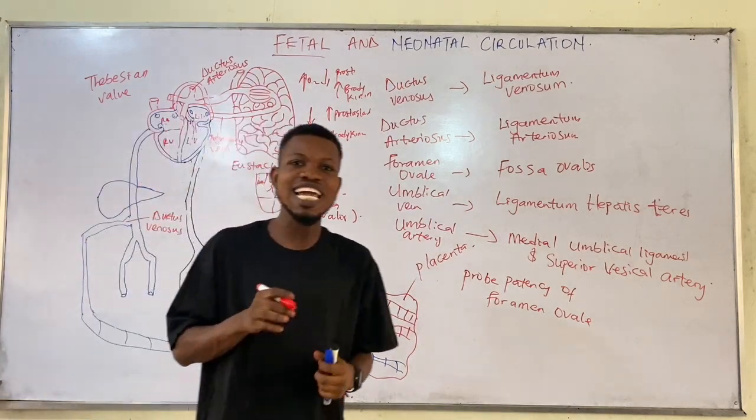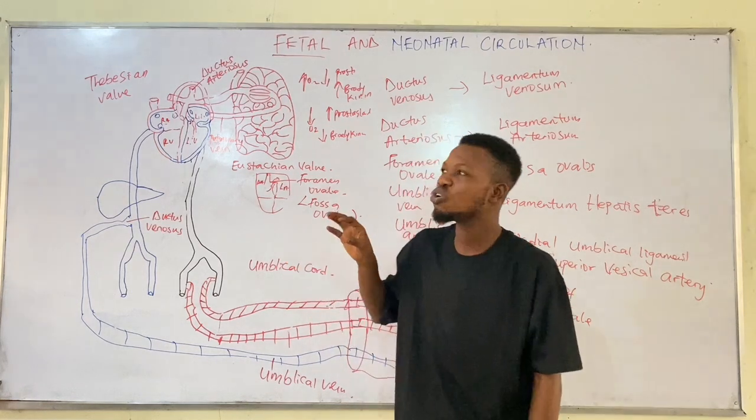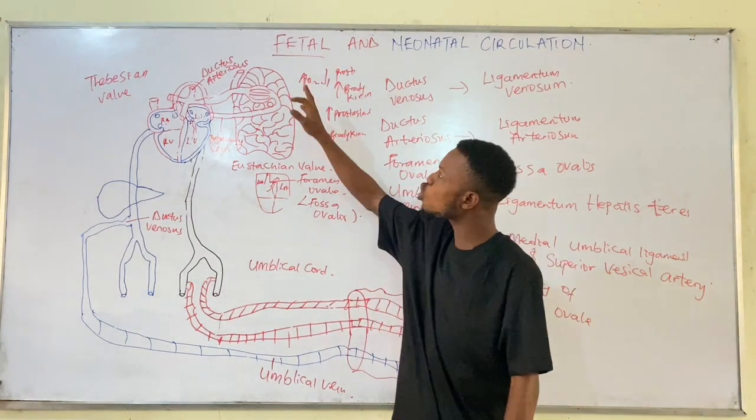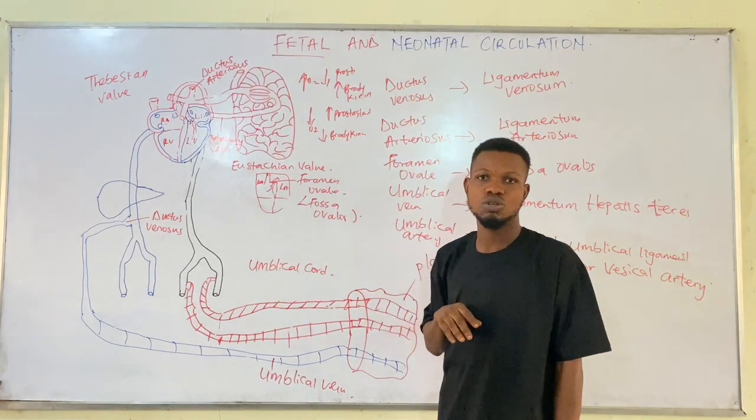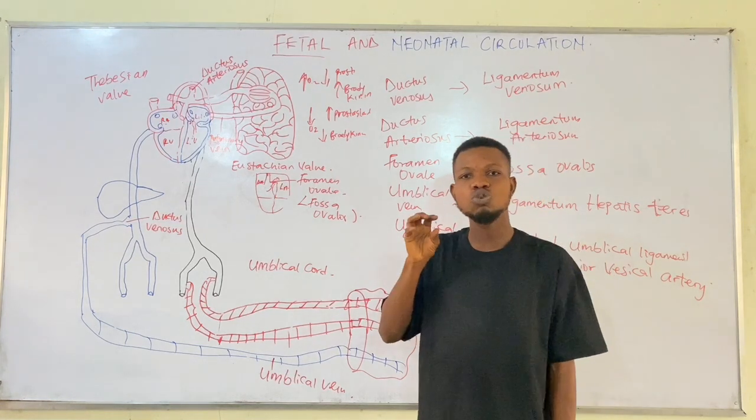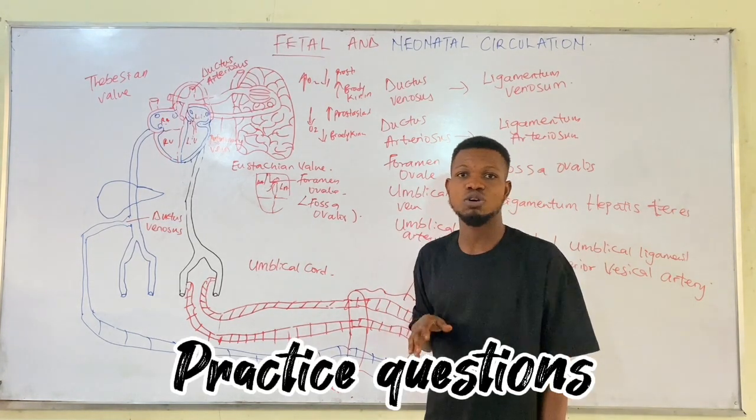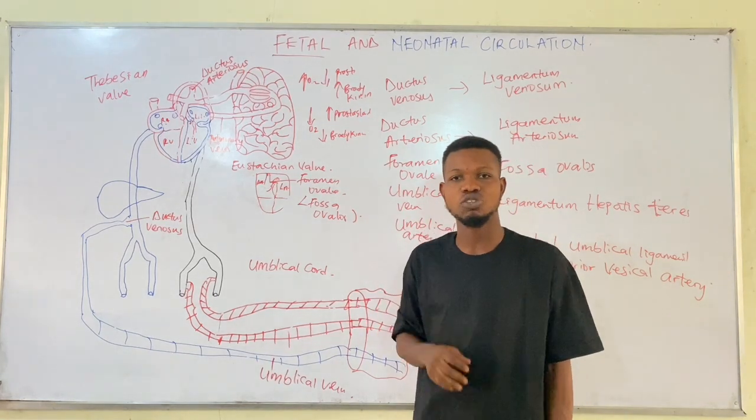So please, at the end of this video, there's a practice question that can enhance your understanding of what fetal and neonatal circulation is all about. This occurs in the womb, and this occurs after the baby has been born. So please try to look at the practice question and check it very well. It is going to give you a detailed understanding of fetal and neonatal circulation.